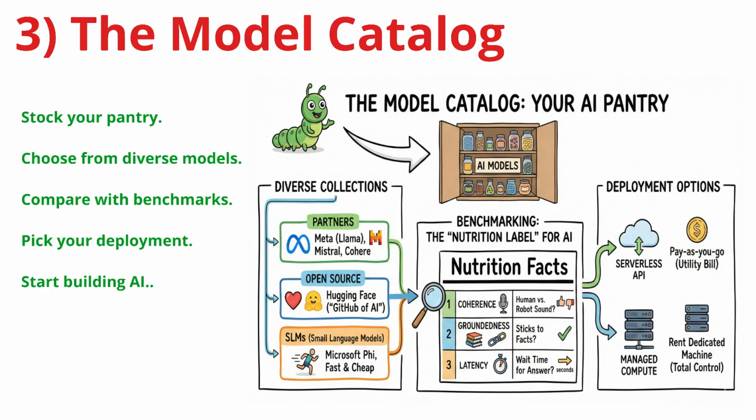How do you choose? Use our benchmarking, the nutrition label for AI. Compare models based on coherence. Do they sound human? Groundedness? Do they stick to facts? And latency? How fast do they answer? Once you've picked your model, you have 2 deployment options, the pay-as-you-go serverless API for flexibility or managed compute, where you rent a dedicated machine for total control.